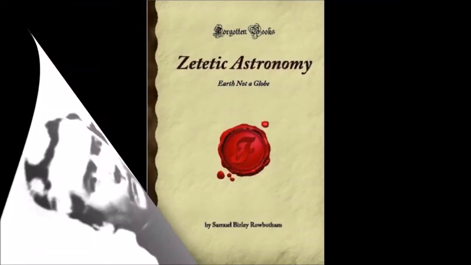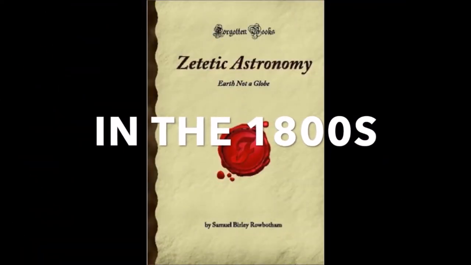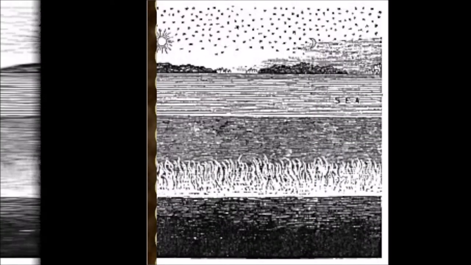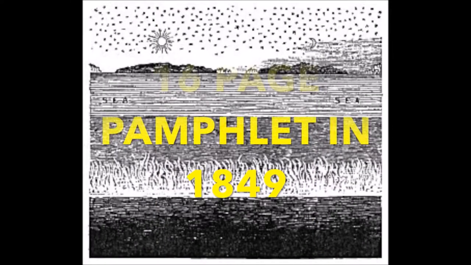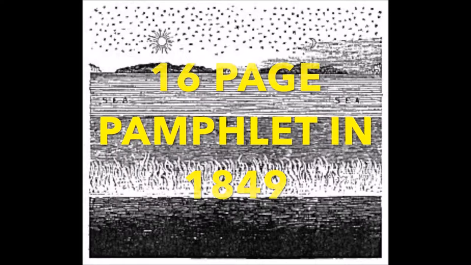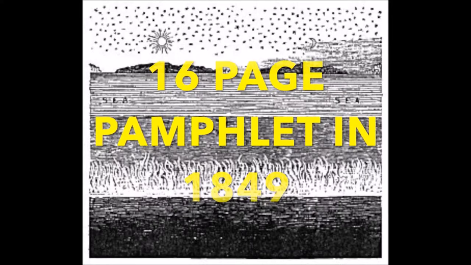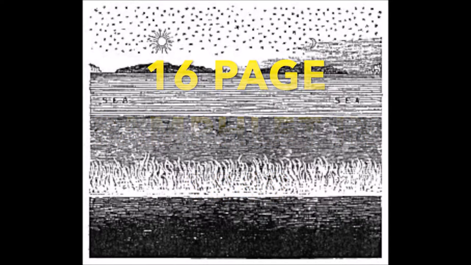The flat earth theory was discovered by Samuel Birley Rowbotham in the 1800s. He was an English inventor and writer who wrote Zetetic Astronomy, Earth Not a Globe, by Parallax. His work was based on his decade-long studies of the Earth and was originally published as a 16-page pamphlet in 1849, which he later expanded into a 430-page book in 1881.